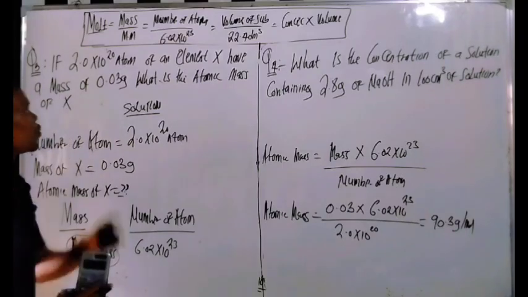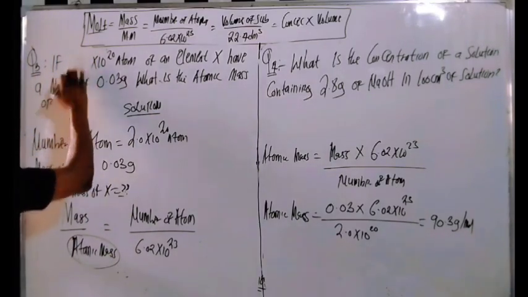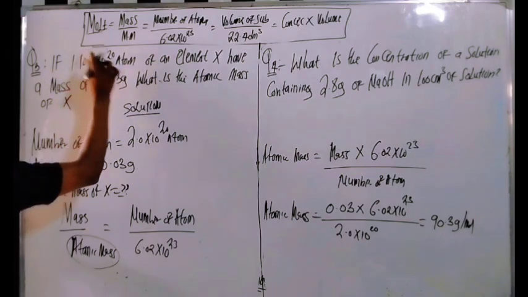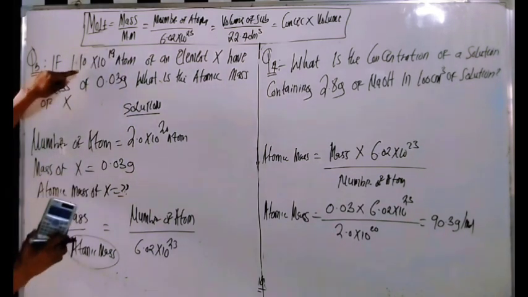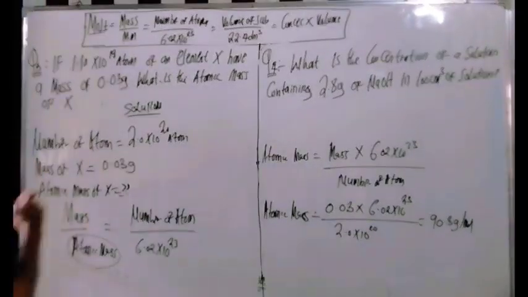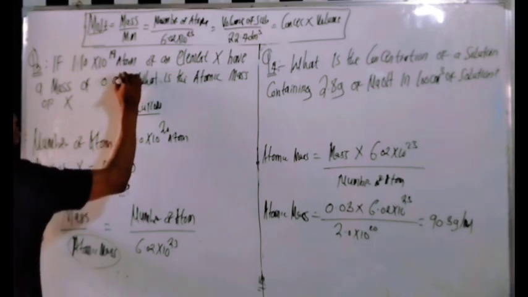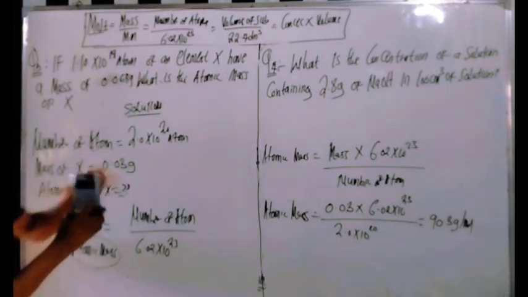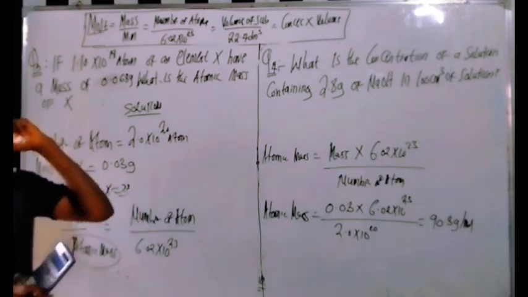So what I want to do here is change the values. Now let us say you have 1.10 × 10^19 atoms of an element X with a mass of 0.068 gram. What is the atomic mass of X? So go ahead, solve this question and leave it in the comment section.